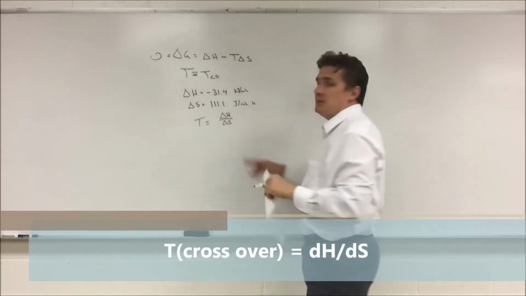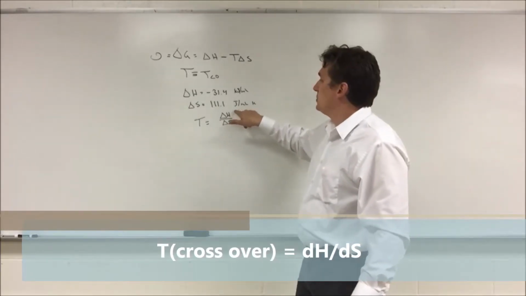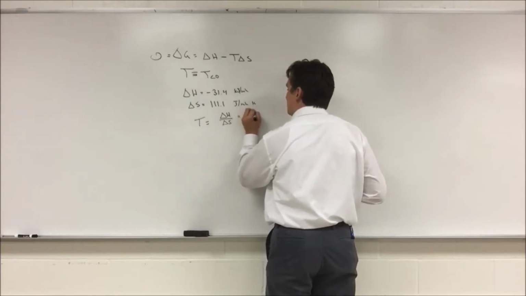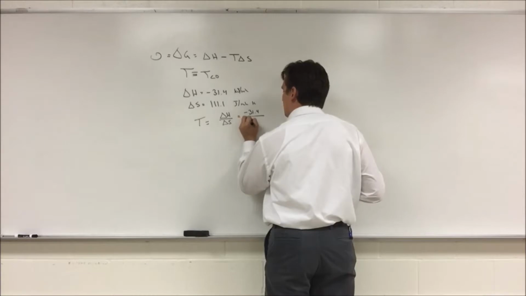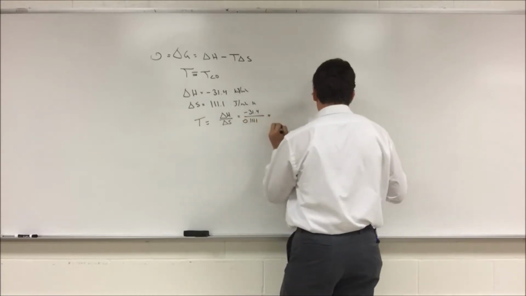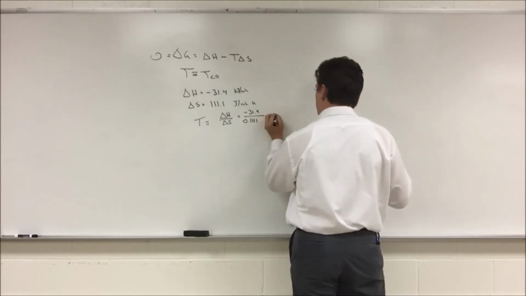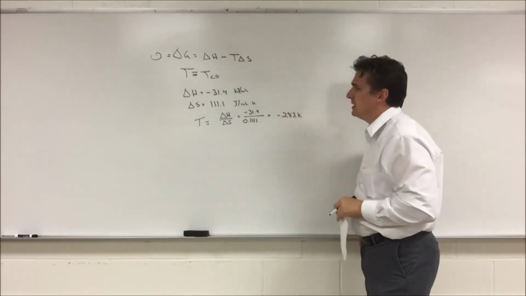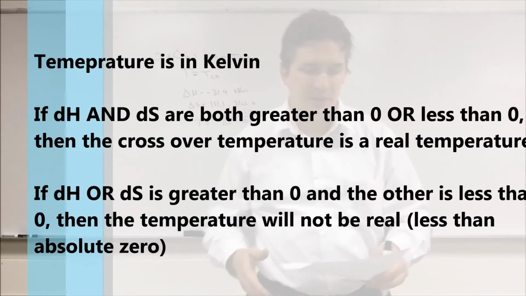Now again, keep in mind your units of S. S is typically on the order of joules. So we're going to need to convert this to kilojoules to get minus 31.4 over 0.1111. This gives us a crossover temperature of minus 283 Kelvin.